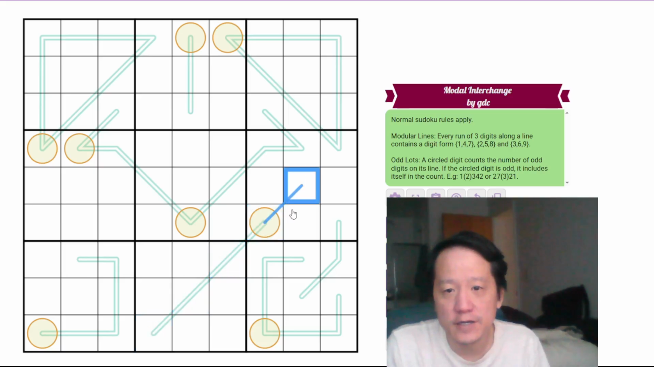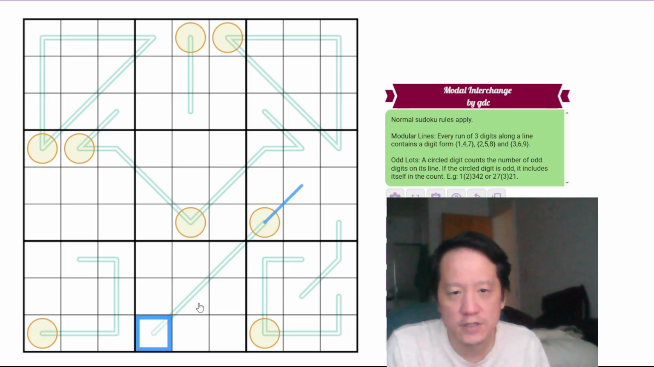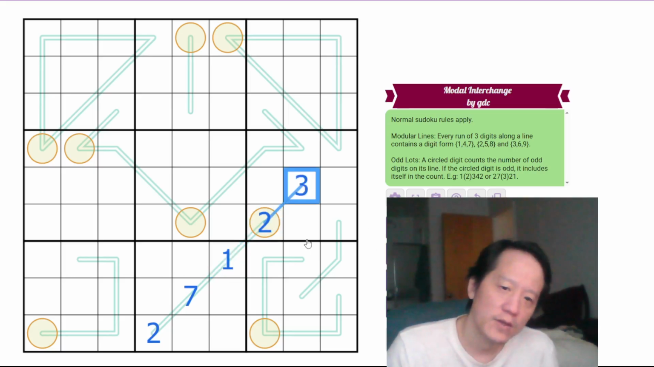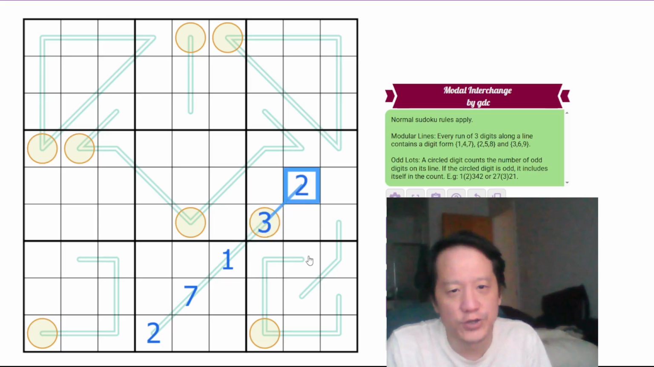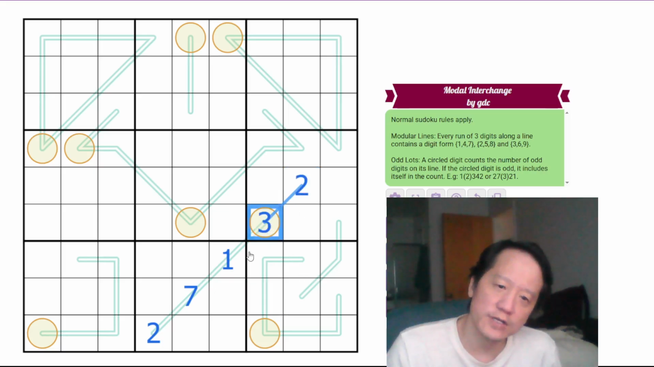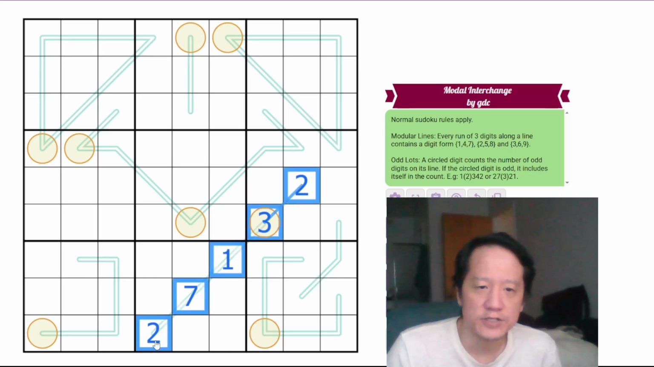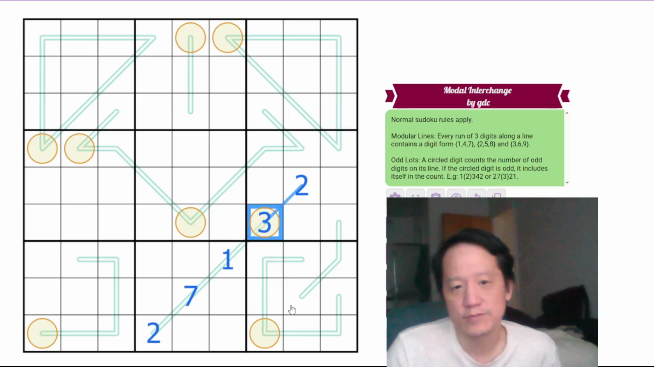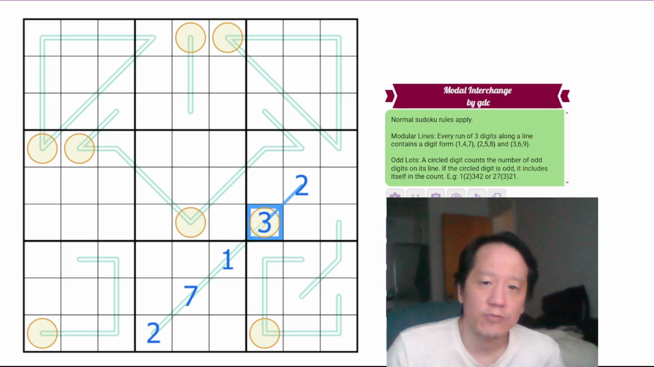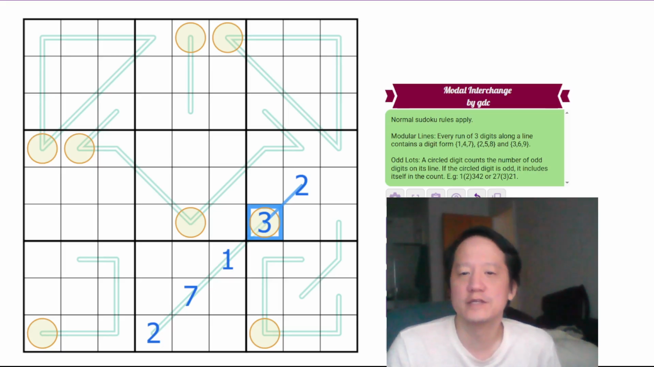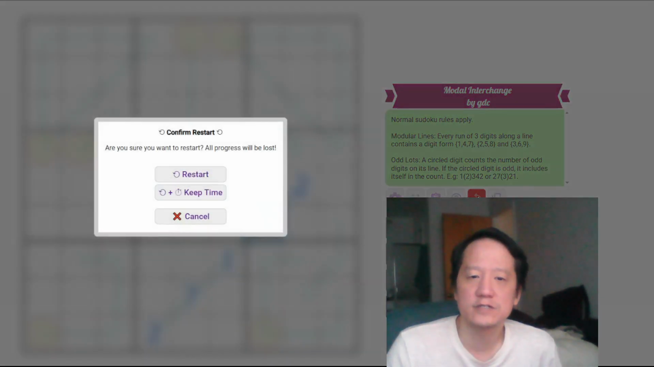Or if we had, I don't know, 2, 7, 1, 2, and 3. That's not right. 3 and 2. This 3 signals that there are 3 odd digits on this line, which there are: 7, 1, and 3. Anyways, that's how odd lots work. And those are all the rules. If you'd like to play along, there's going to be a link in the description. And now, I'm going to get started.